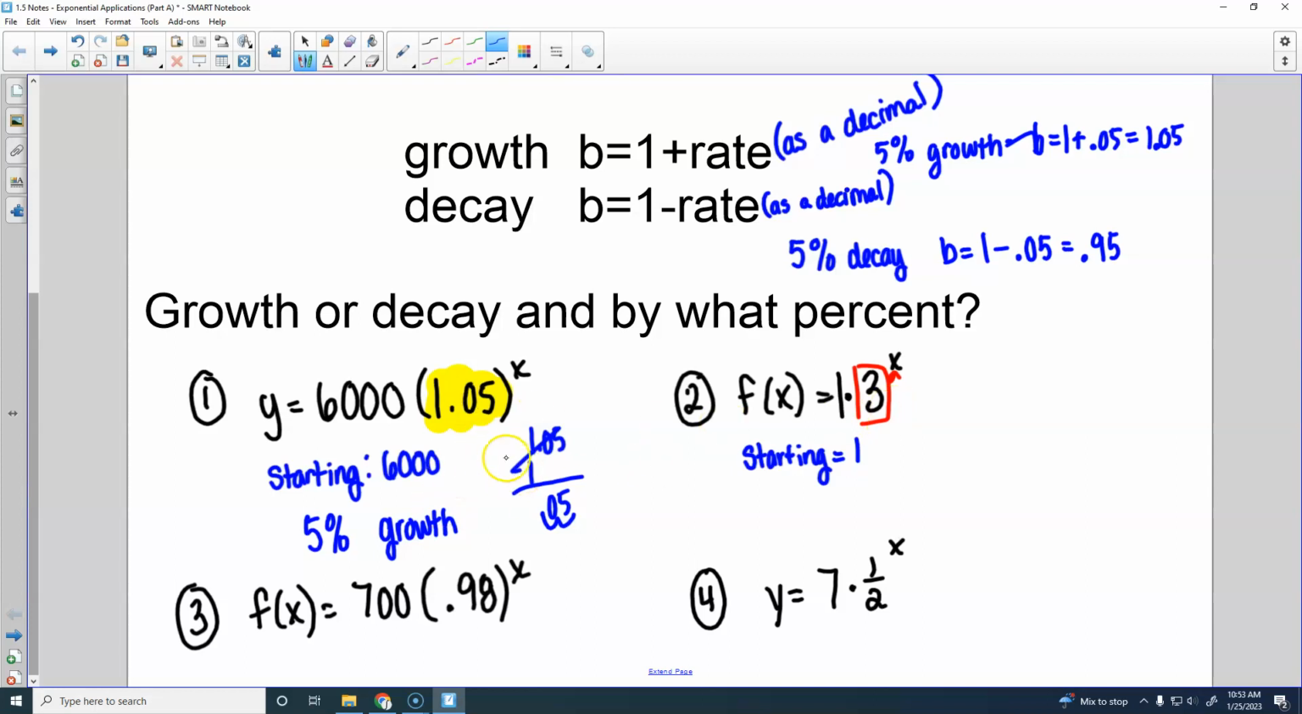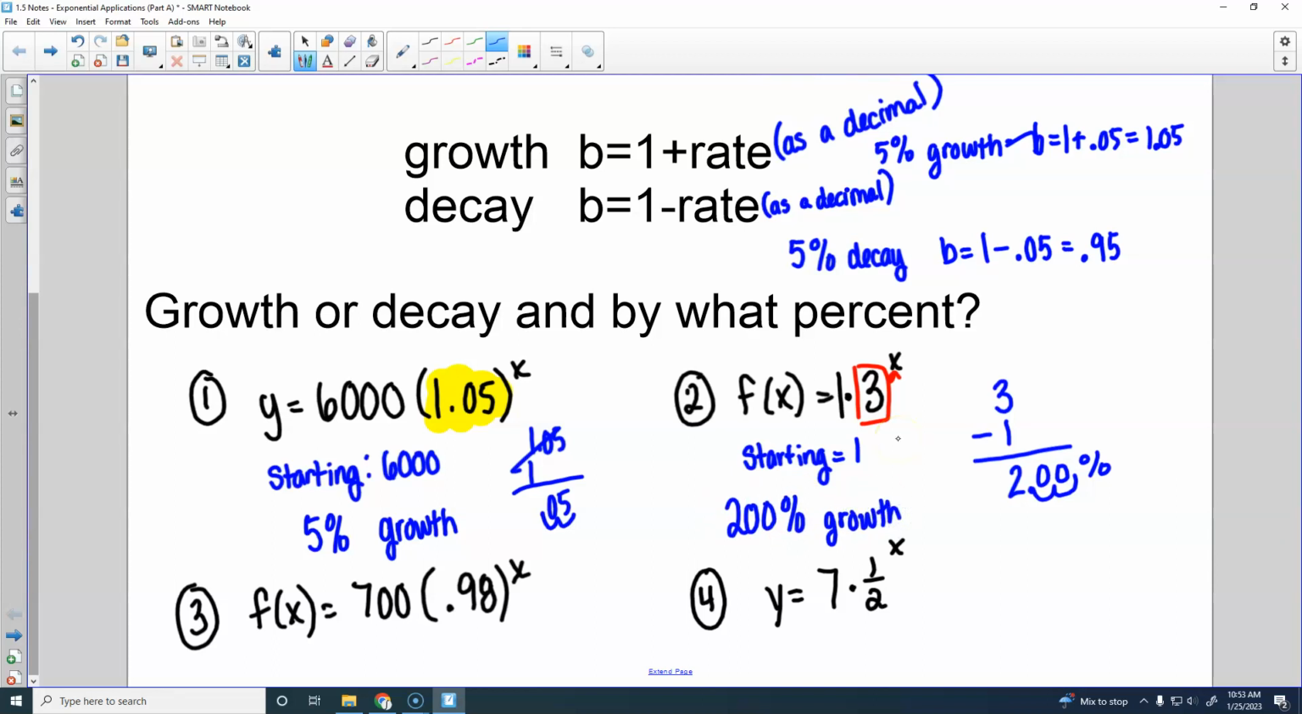So that's why I do the same thing I did over here on this one. 3 minus the 1 that had been added to get the b value is going to give us 2. And then that is a decimal, even though it doesn't look like a decimal. So I have to move that decimal 2 places to make it a percent, and I get 200%. So it's 200% growth.